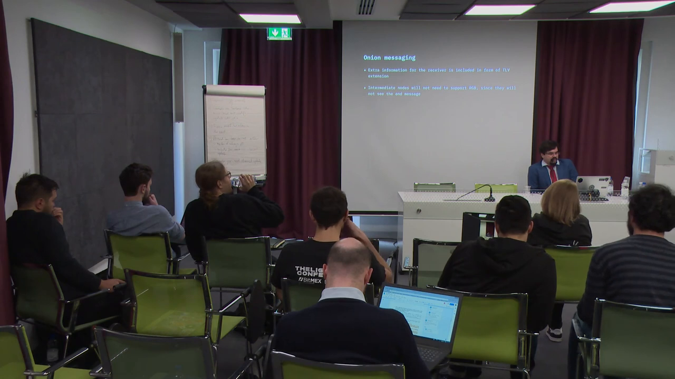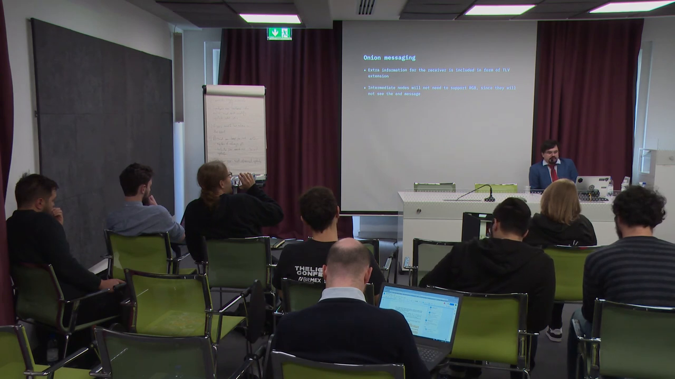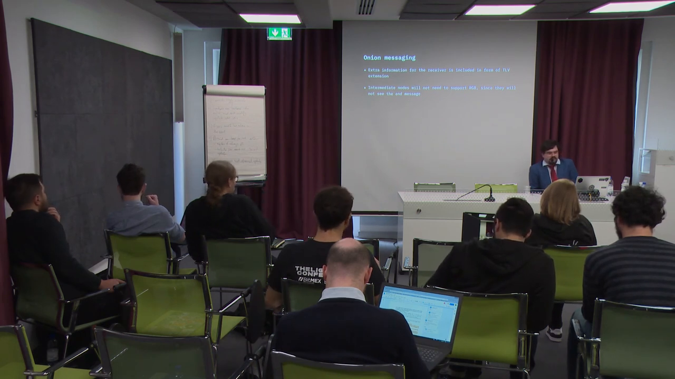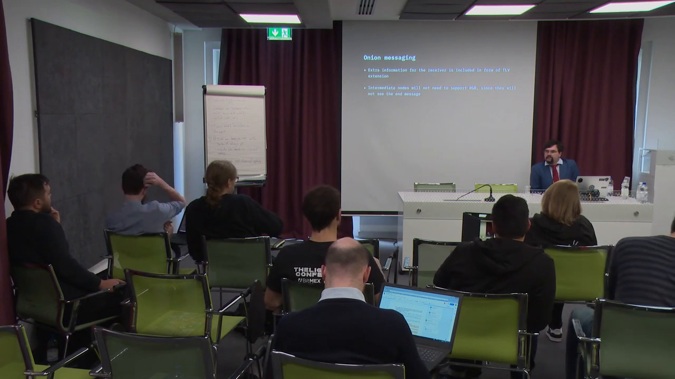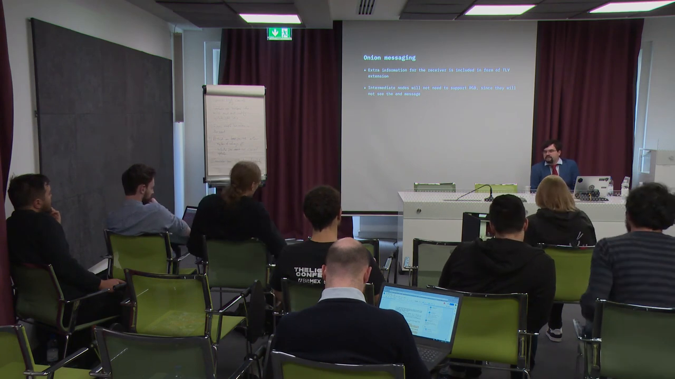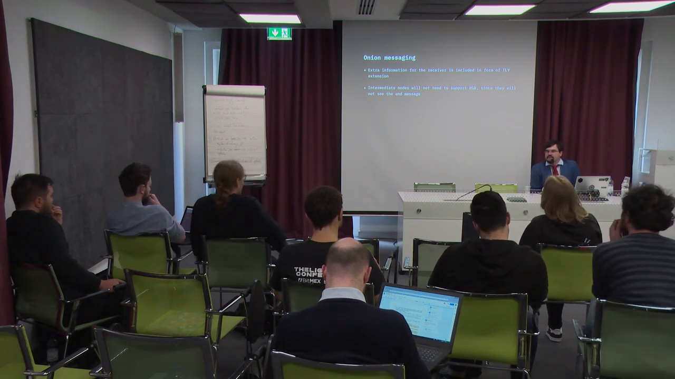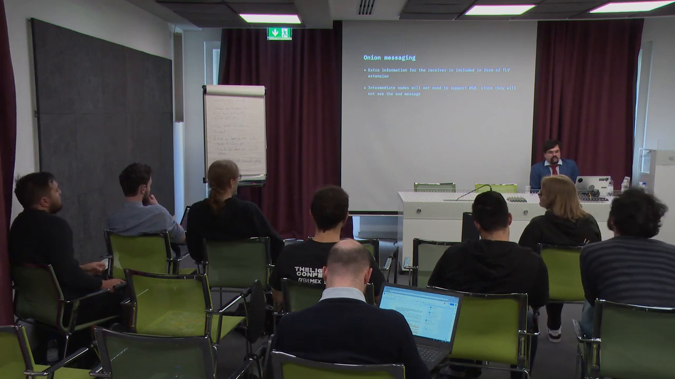Regarding the onion messaging, extra information for the receiver is included in the form of a TLV extension. Intermediate nodes will not need to support RGB since they will not see the actual packet with this extra data, right? And those who support it will have extra data in the onion packet. What do you mean by see the end message, like the final?